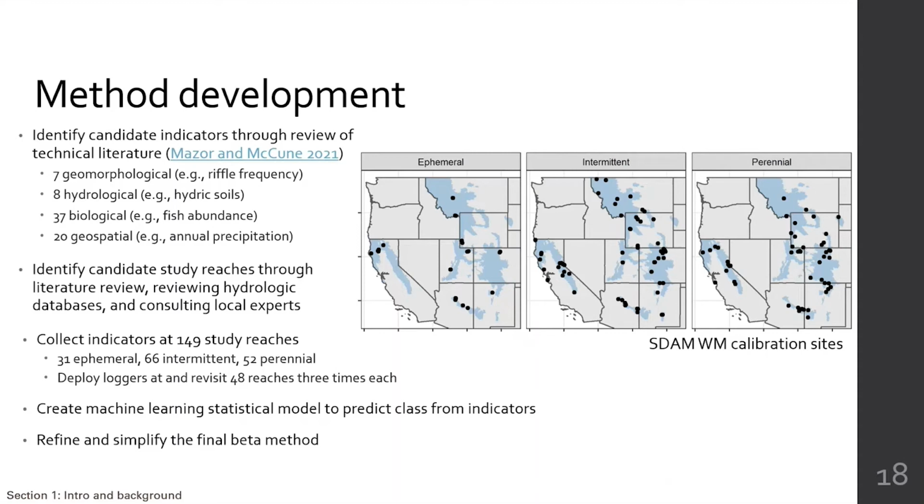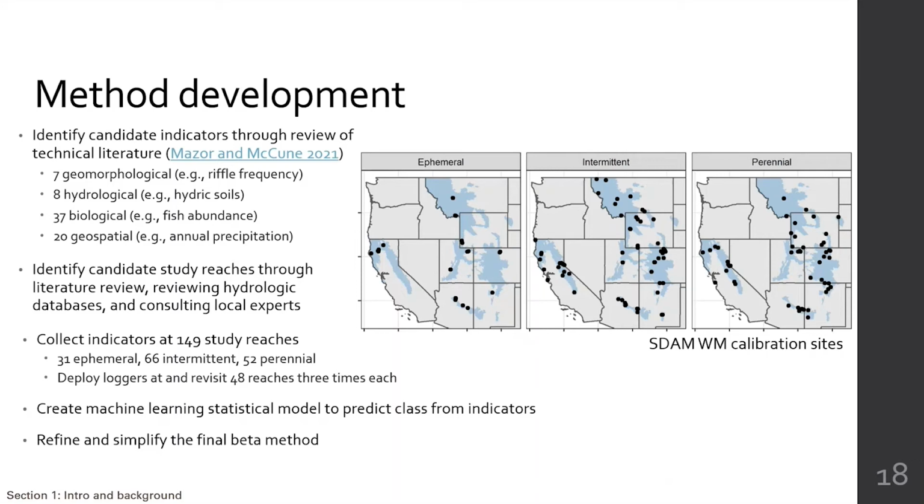Once we identified candidate indicators, we needed to identify candidate sites, which we either got from the USGS gauge network or were identified in some of the studies that we described, or we talked to local experts. You can see the sites that we ended up sampling in these maps on the right. We ended up collecting data at 149 study reaches, and although we intended for an even distribution of the 3 classes, we ended up with fewer ephemeral and more intermittent sites than we intended, largely because many of the streams that we thought would be ephemeral turned out to actually be intermittent based on loggers that we deployed at those sites, like I showed you from Calf Creek earlier.